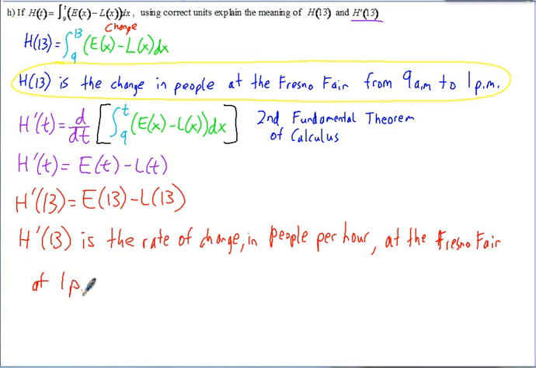At 13 is 1 p.m. So instead of over a whole interval, we're just talking about one specific time. All right, let's take a look at a different example problem now.